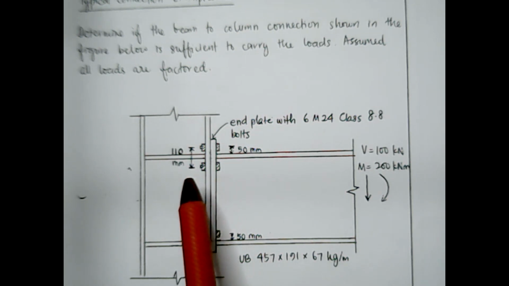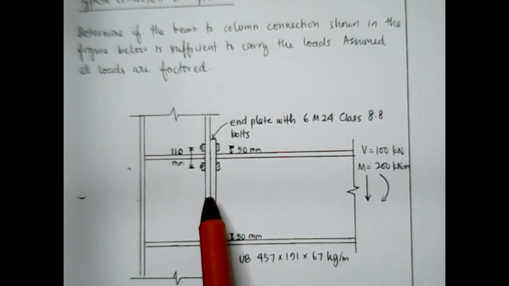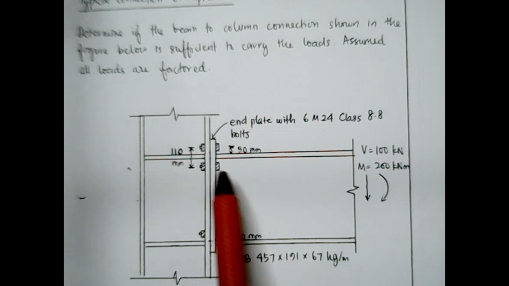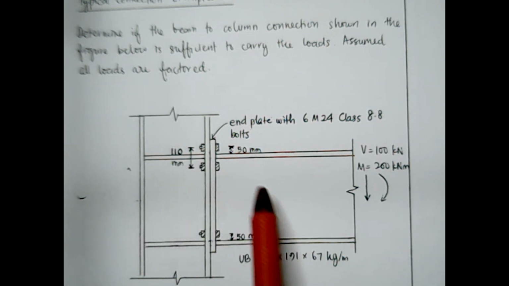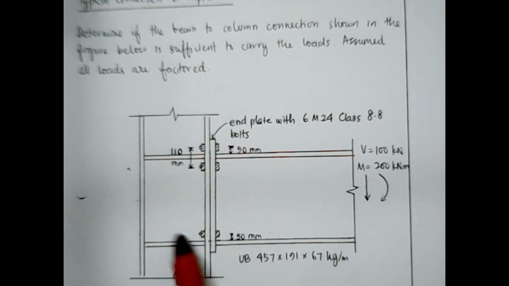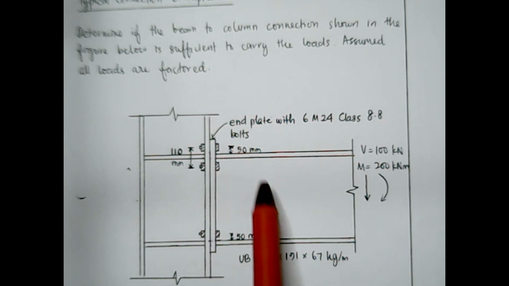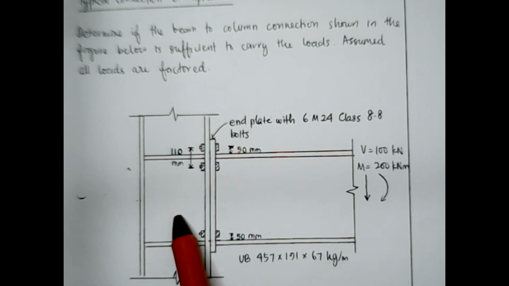for this connection design, or for every typical connection design, you need to understand what sort of failure mechanism will occur for a particular connection design. As you can see in this figure, maybe you can think about what sort of failure mechanism will happen in this particular set of connections.